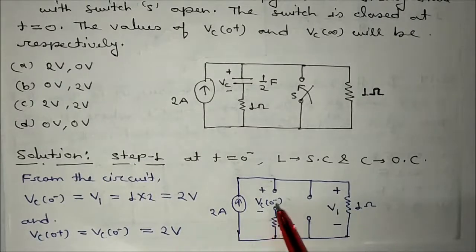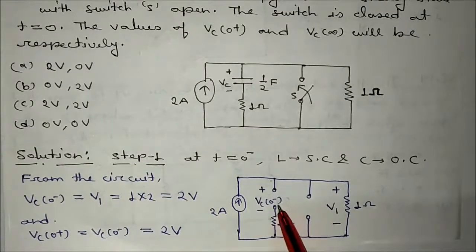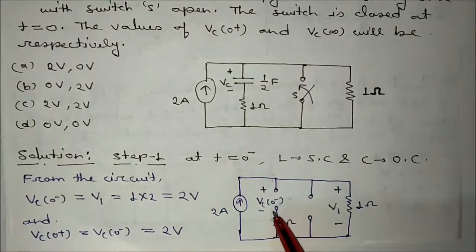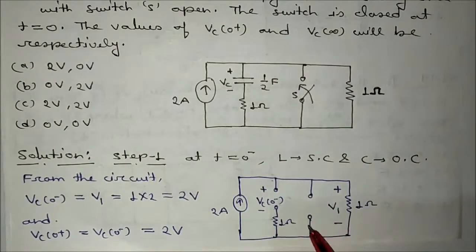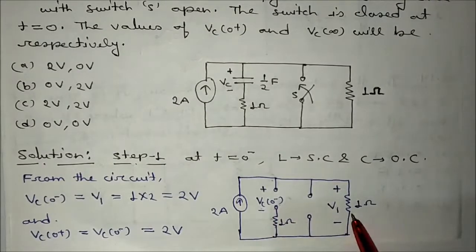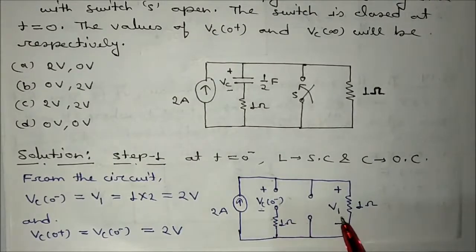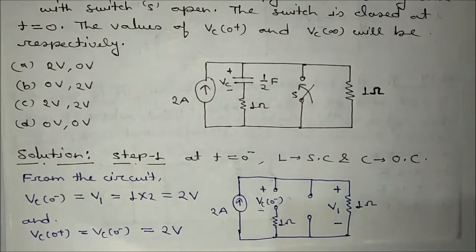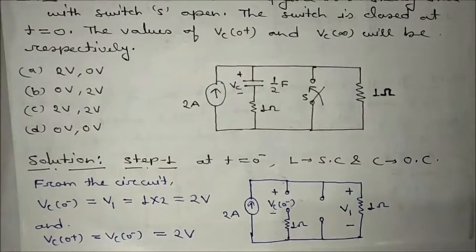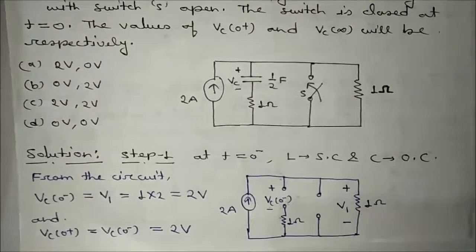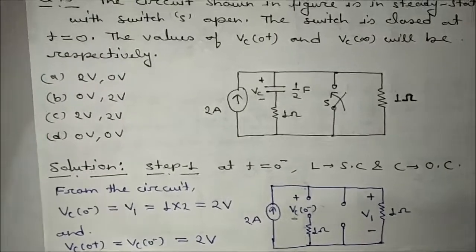Now see, this voltage Vc 0 minus you can easily get. This is open circuit voltage, this is also open circuit voltage. There will be no current here, that means this voltage will be the same as this voltage. So Vc 0 minus will be the same as V1, and V1 is equal to 2 into 1, that is equal to 2 volt. Hence Vc 0 minus will also be equal to 2 volt. Is it okay? This is the circuit at t is equal to 0 minus. Now draw the circuit.